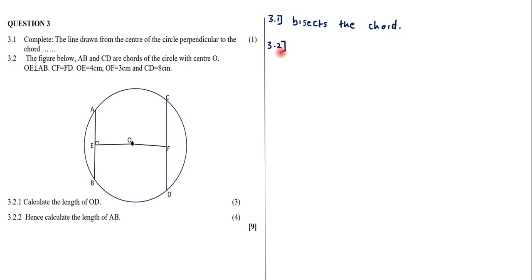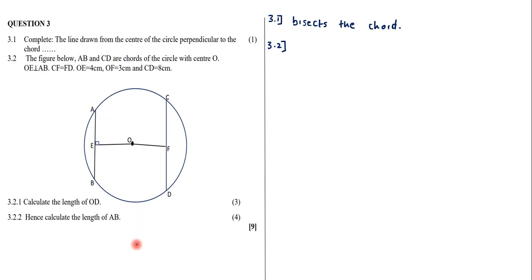Okay, so that is the first question done. Now we're going to go into the second question, 3.2. It says in the figure below, AB and CD are chords of the circle with center O. OE is perpendicular to AB. CF is equal to FD. OE is 4 centimeters, OF is 3 centimeters, and CD is 8 centimeters.